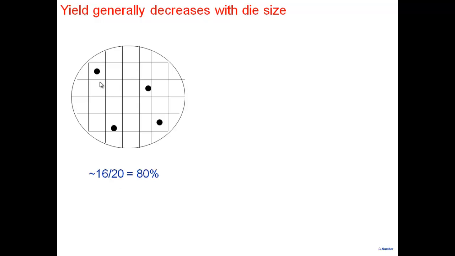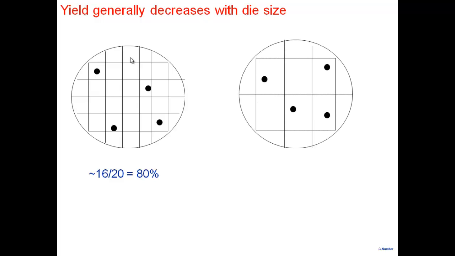Now suppose I increase the die area. The die area becomes large, I've made them really large. What is the yield now? I get only 2 of them working out of 6. Yield is only 33%. So yield in general goes down as you increase the area of the die, and therefore only 33% are working, only 2 of them.